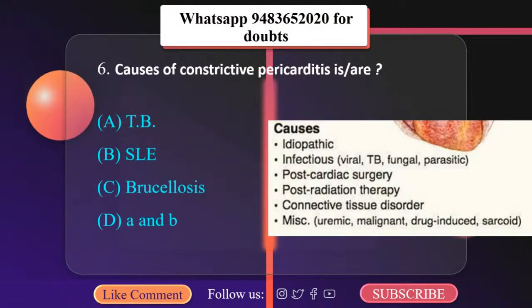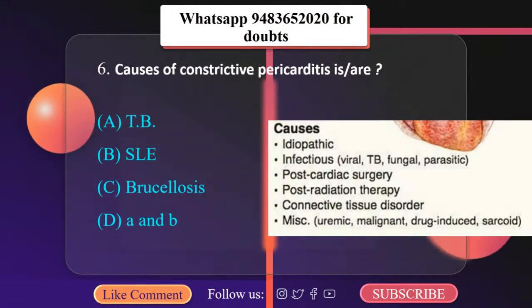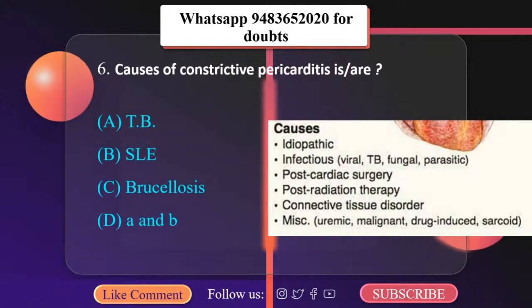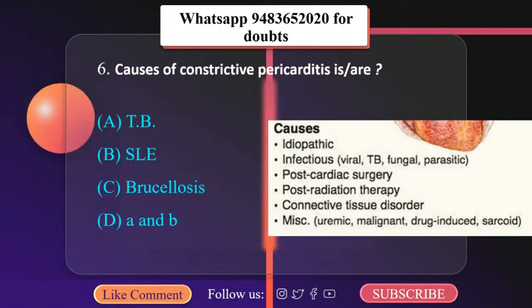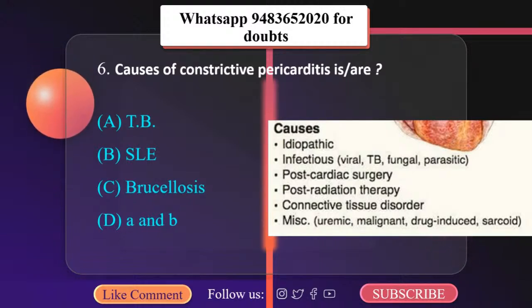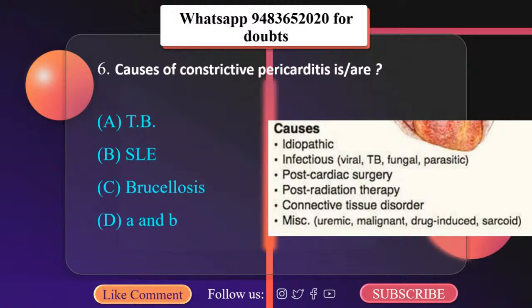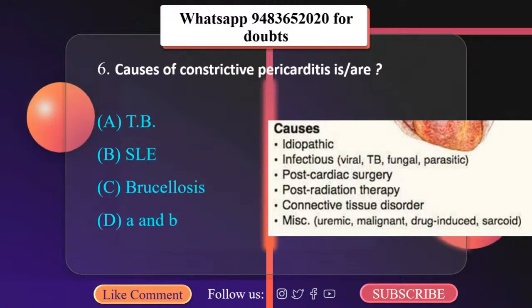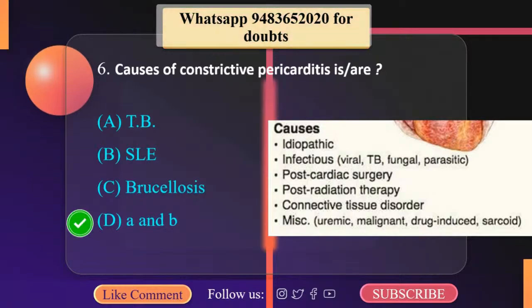Now, what are the causes of constrictive pericarditis? A. TB, B. SLE, C. Brucellosis, D. A and B. Now, causes of constrictive pericarditis are idiopathic, infectious, meaning viral, TB, fungal, parasitic, post-cardiac surgery, post-radiation therapy, connective tissue disorder, uremic, malignant, drug-induced, sarcoid. So the correct answer here is D.